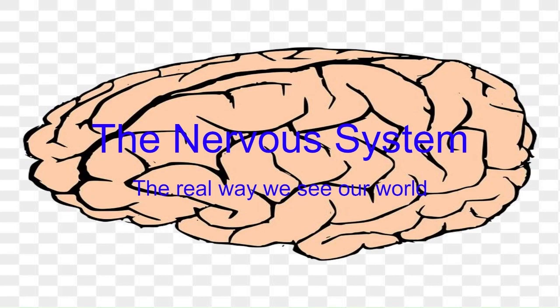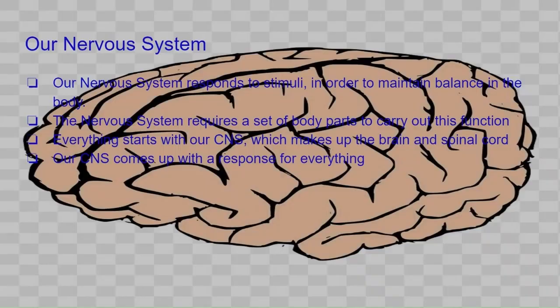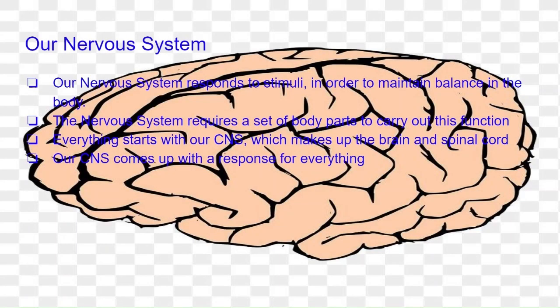So the nervous system is the way we really see our world. Our nervous system responds to stimuli, which are external changes in the environment, in order to maintain balance in the body through homeostasis. The nervous system requires a set of body parts to carry out this function.